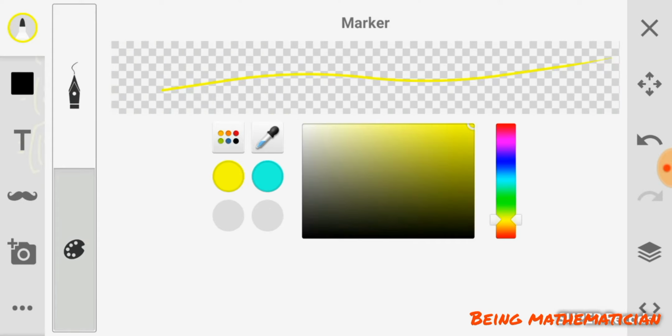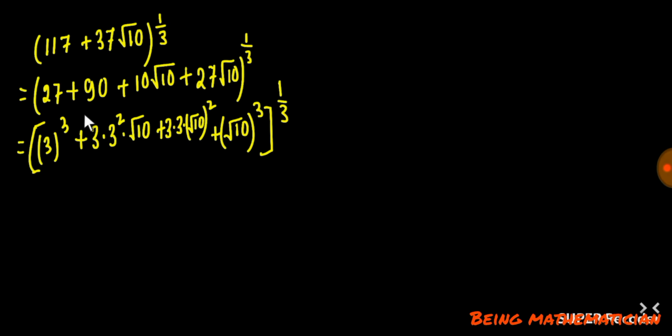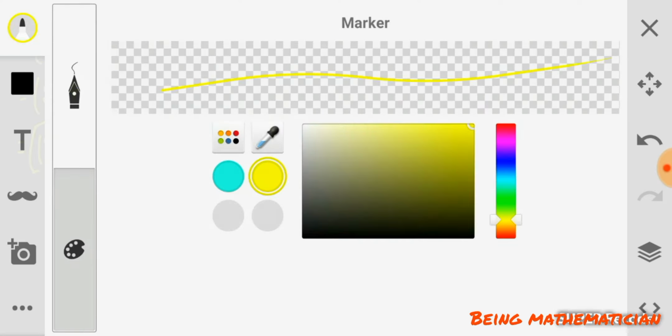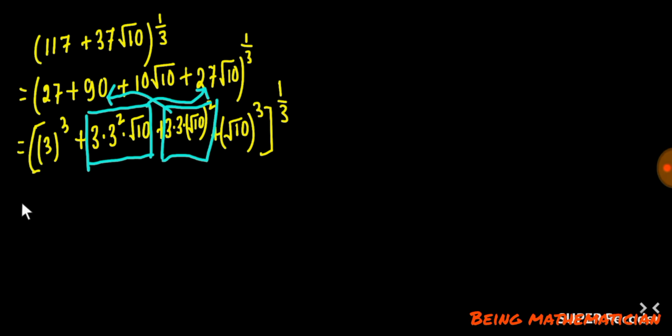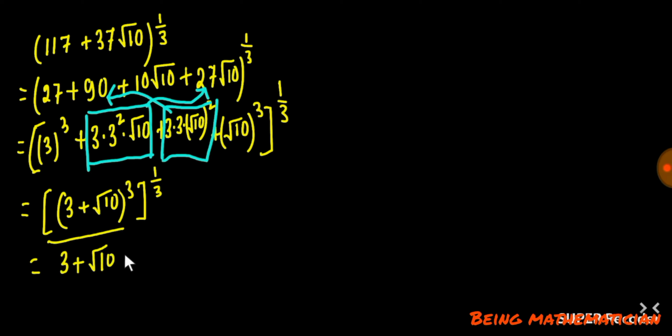Clearly, this is 27√10 and this is 90. So it forms (a + b)^3. So we can write ((3 + √10)^3)^(1/3), and it will be 3 + √10. We note this result.